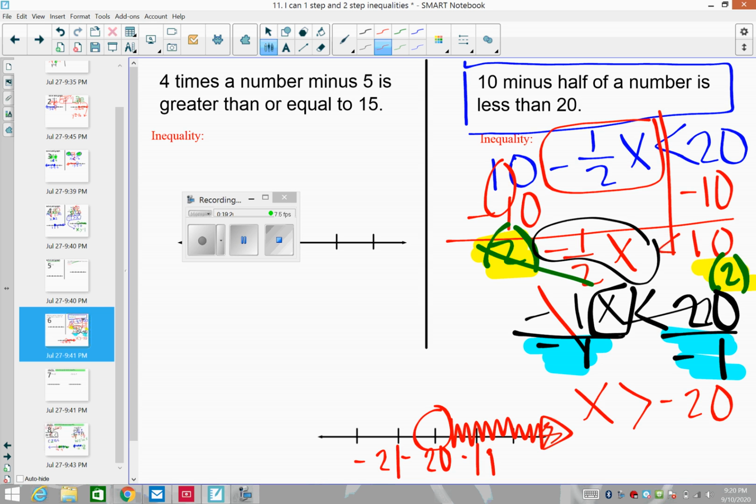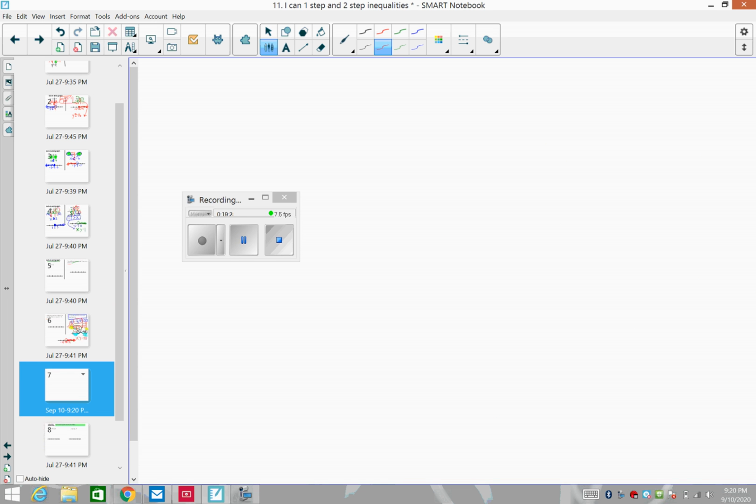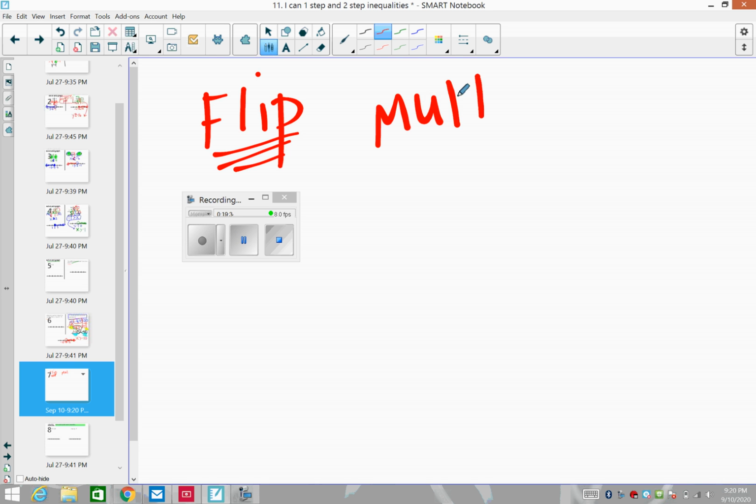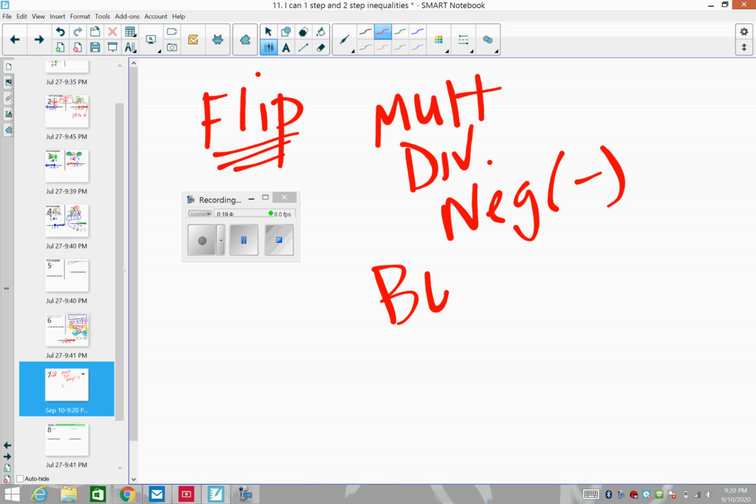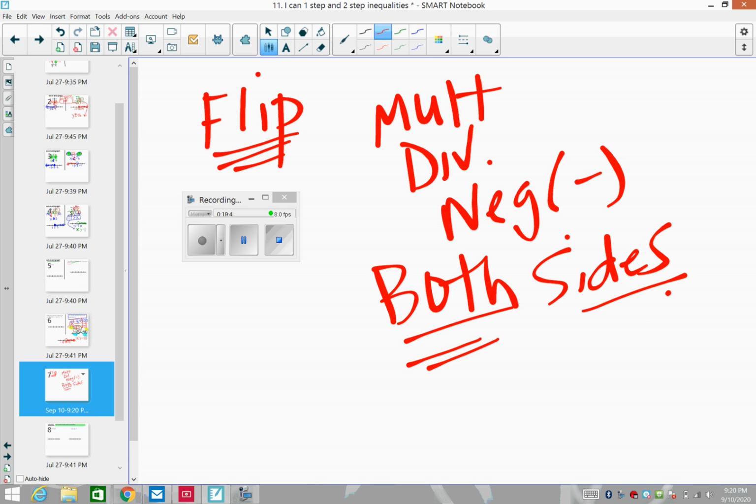So last little summaries of the day, just a reminder about graphs: we only flip when we multiply or divide by a negative. And the key is that we're doing that to both sides. Not if a negative is in the problem, but if you multiply or divide by a negative on both sides, then you have to flip the sign.